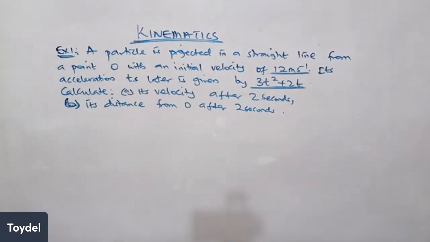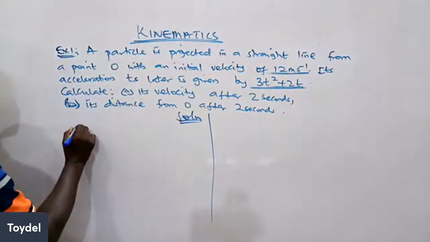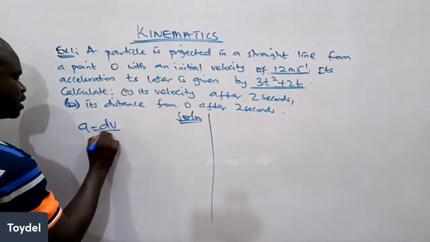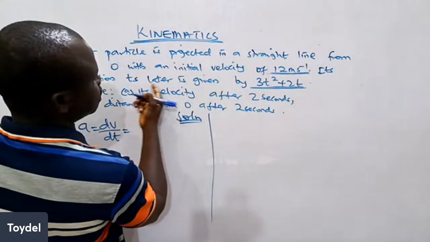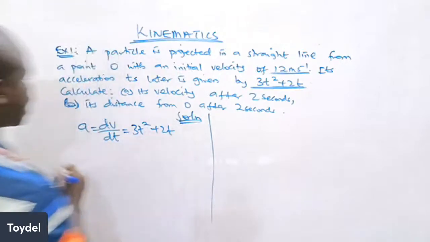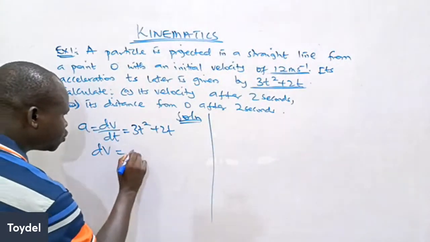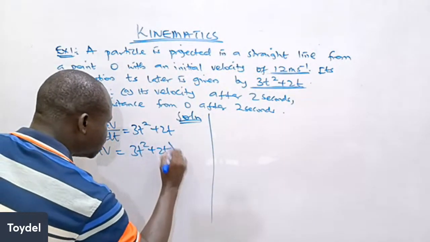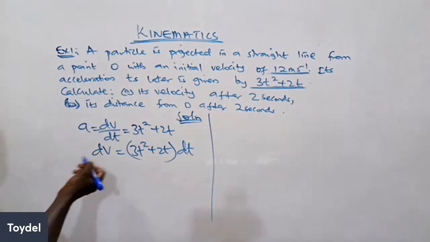So how do we go about this? We know acceleration. Acceleration is the rate of change of velocity with time, and the acceleration is given as 3t squared plus 2t. We are asked to find the velocity. Of course, if I cross multiply, I'm going to get dv equal to 3t squared plus 2t dt.